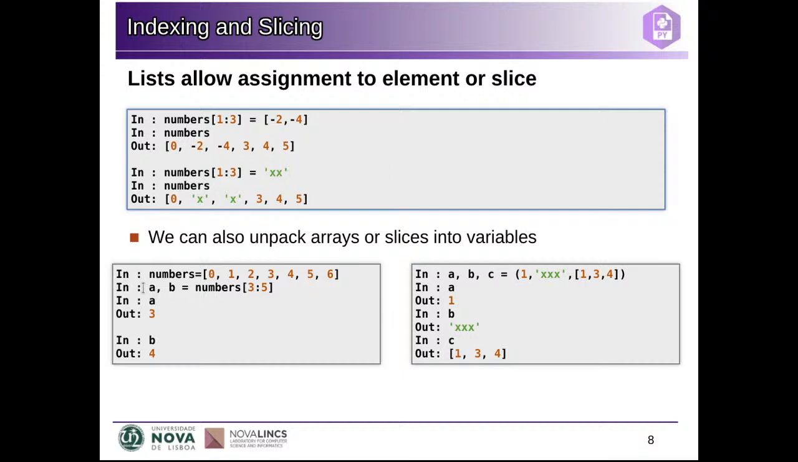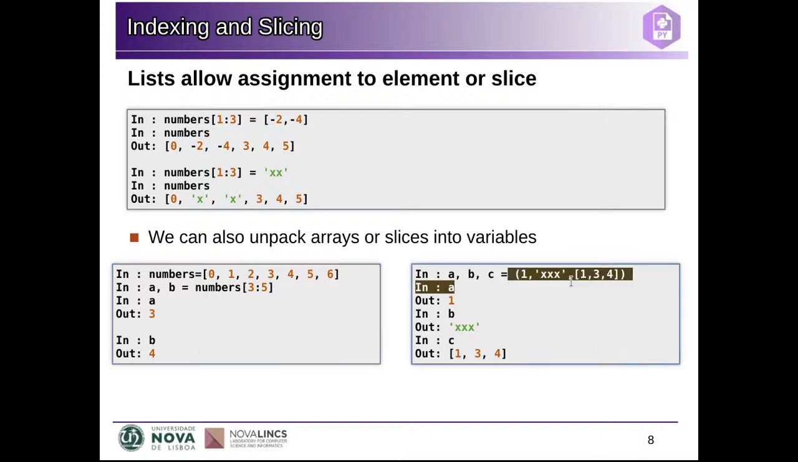For example, I have 2 variables here, and I want to unpack these 2 numbers from slice point 3 to 5. I want to unpack them into these 2 variables. So these numbers 3 and 4 will now be distributed, will be unpacked into variables a and b. So a will get the number 3, b will get the number 4. And you can do this in general.